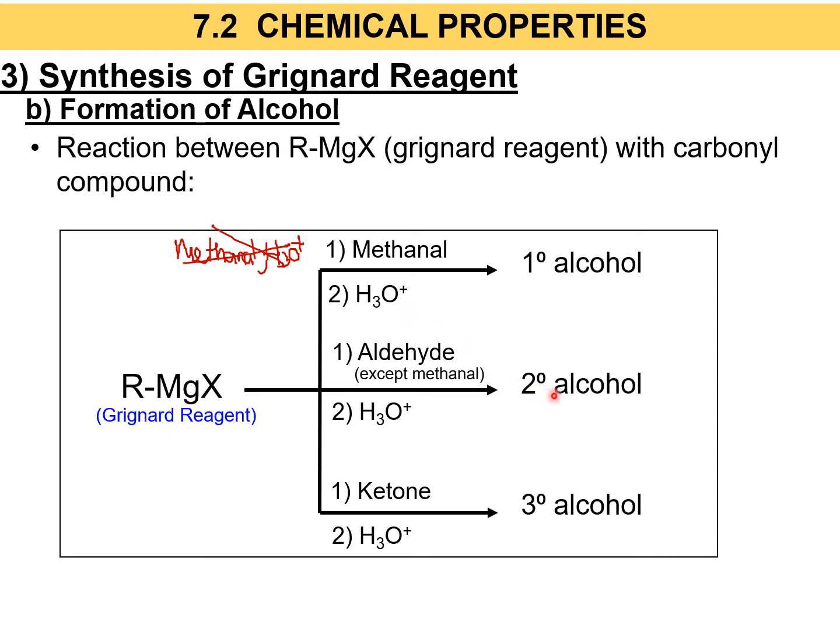Okay, and then next, if dia nak buat secondary alcohol, the first reagent yang dia akan react is aldehyde except methanol, and the second one dia akan buat hydrolysis. And kalau let's say from Grignard reagent nak menghasilkan tertiary alcohol, therefore the first reagent yang dia akan react ialah ketone, and the second one dia akan buat hydrolysis.